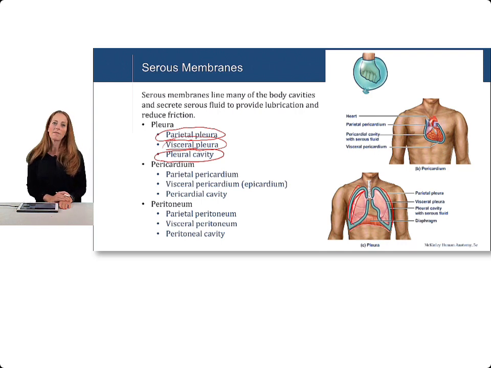Same for the pericardium. We have a parietal and visceral pericardium, and the peritoneum is the serous membrane that lines the abdominal cavity, and that also has a parietal and visceral segment as well. So remember, parietal is along the wall, visceral is on the organ themselves, and we have the pleura, which house the lungs, the pericardium, which houses the heart, and the peritoneum, which is surrounding certain digestive organs. And we'll learn about those digestive organs a little bit more when we study the digestive system and which organs are within the peritoneum and which organs are retroperitoneal or behind the peritoneum.